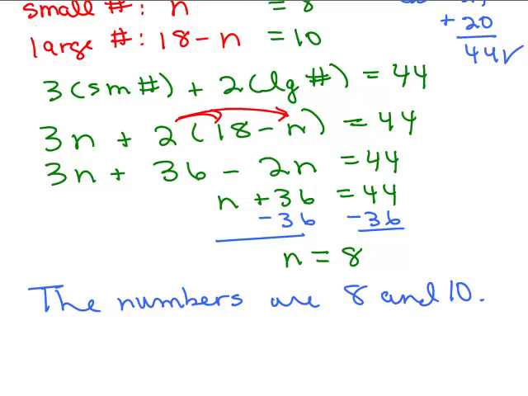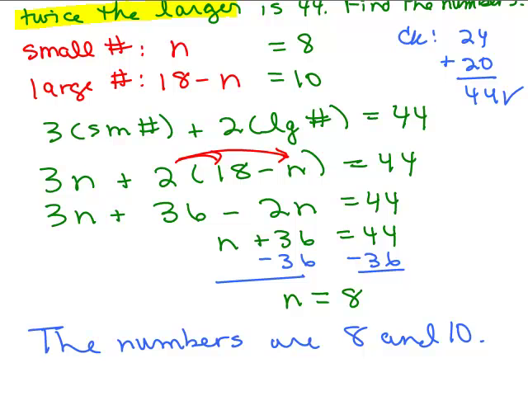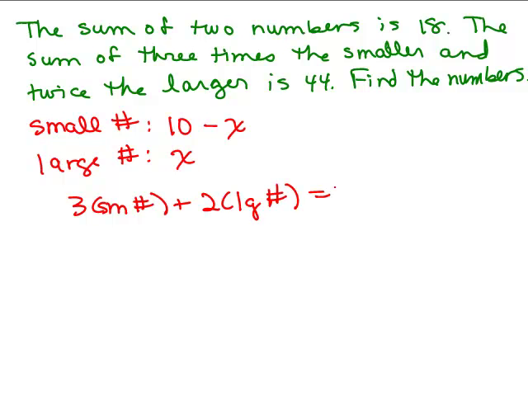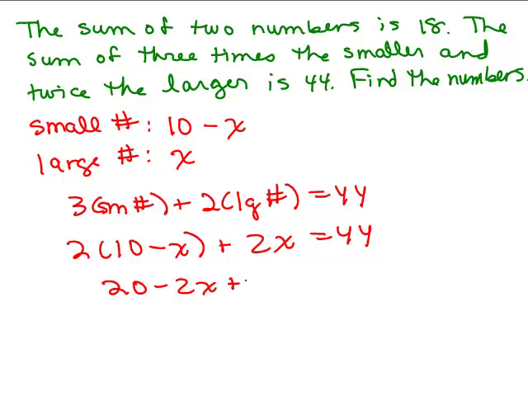In case you're wondering what would happen if you defined your variables slightly differently, in other words, if you let the small one be 18 minus n and the large one be n, I'm going to show you what that looks like. All right, when we did this originally, we let the small one be n. What if I let the large one be a variable, like x? So I'd have 10 minus x. We're still going to have 3 times the small number plus twice the large number has to be 44. So when I put in the small number, I'm going to put in 10 minus x for the small, and I'm going to put x for the large, and then I'm going to quickly solve this for you so you could see I would get the same answer. Oops, that was a 3.